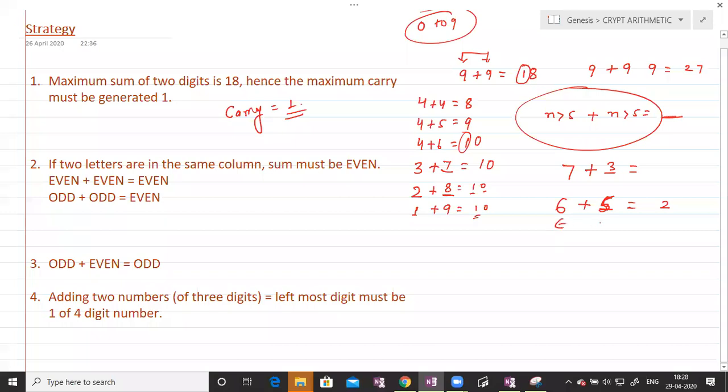If it is the same letter, it should be 5. If different, it should be 6. So very, very simple. We'll try this way.